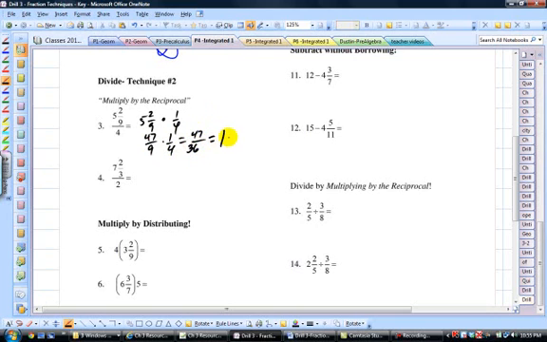36 divides into 47 one time with 11 remaining, so 1 and 11/36. If you couldn't do that in your head, take 47 off to the side, divide it into 47, subtract, remainder 11, 1 and 11/36. Do all your side work if you need to. Pause the video, now you try number 4.